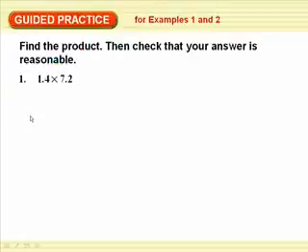Alright, guided practice. Find the product, then check that your answer is reasonable. And the check can be just a quick mental check. I'll show you here how we'll do that.